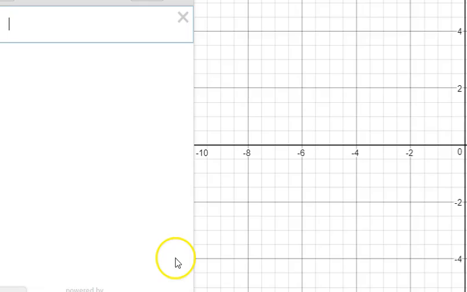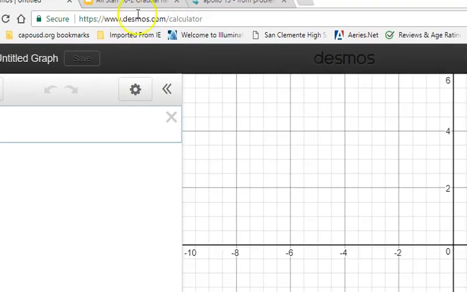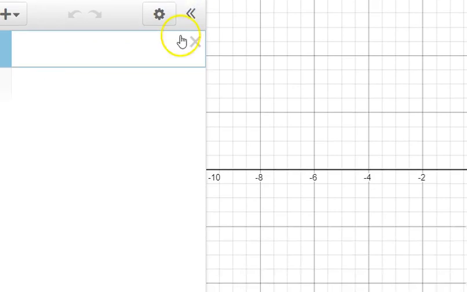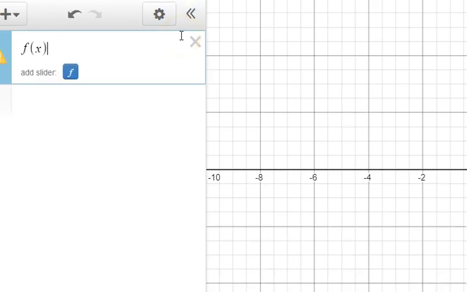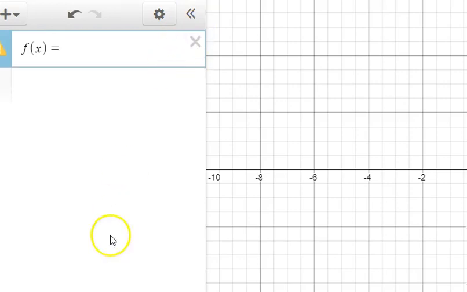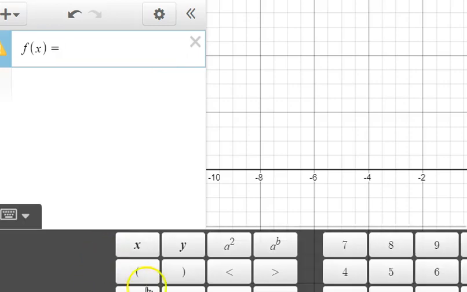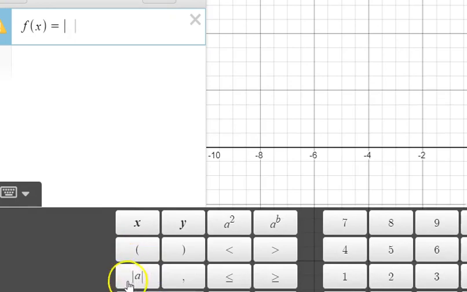Now, to check that you're doing it right, you can use Desmos again. So I went to desmos.com/calculator, and I'm going to plug in my function. My parent function first, so f of x equals, and then absolute value. Let's see if I can bring up the screen. Absolute value is right down here. Okay, absolute value, I just clicked it, and then I'm going to make it x.